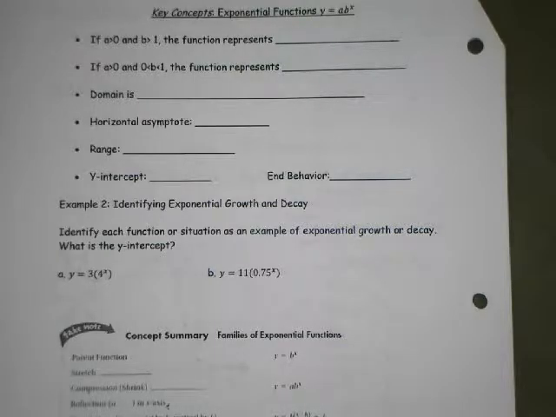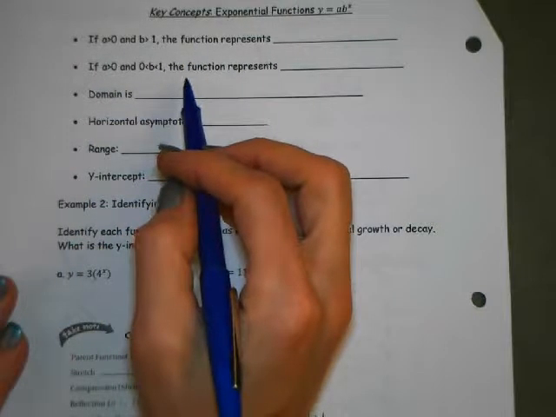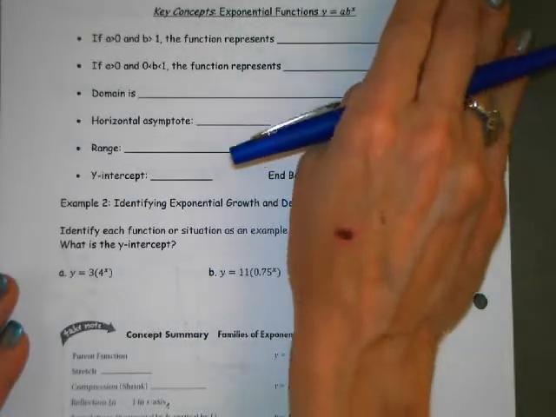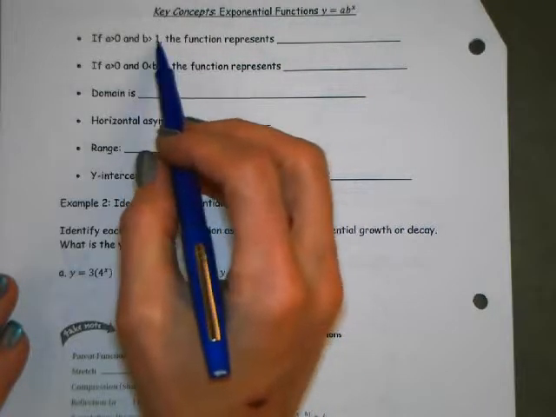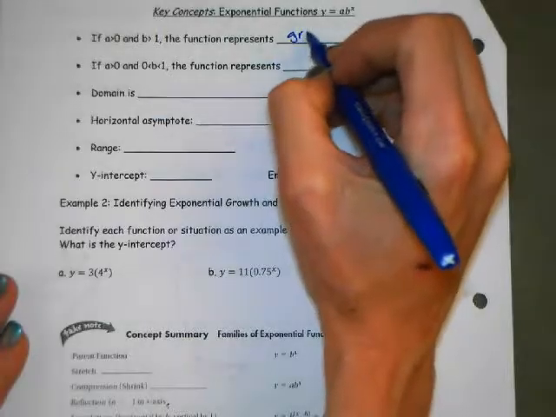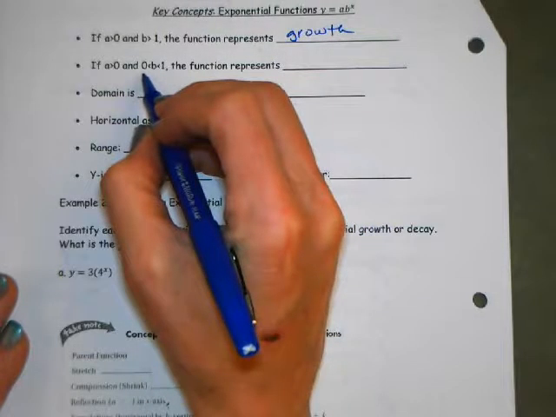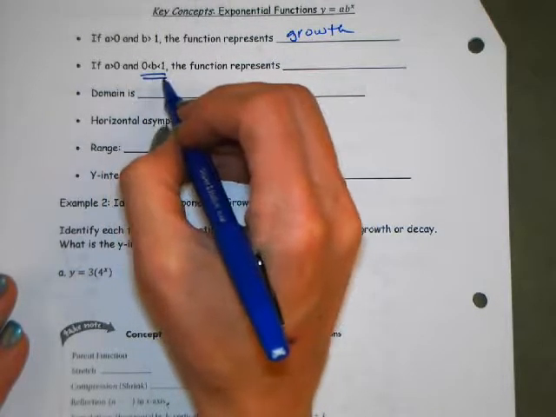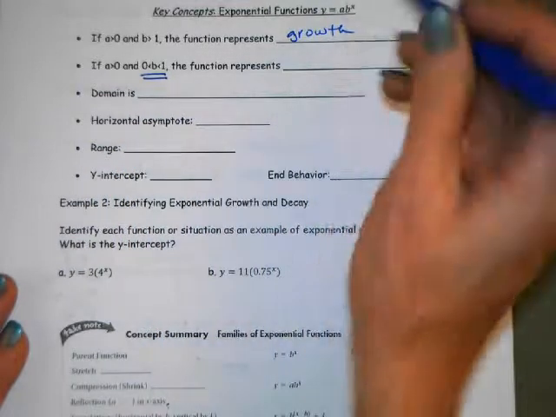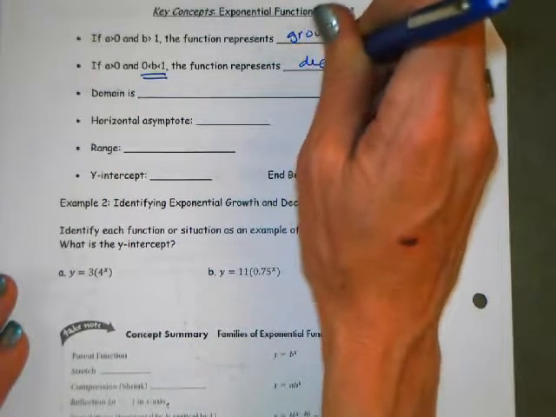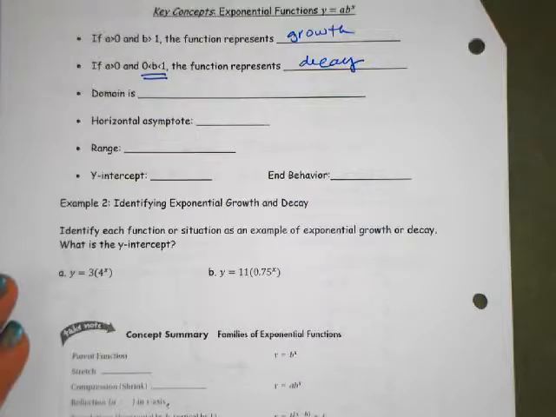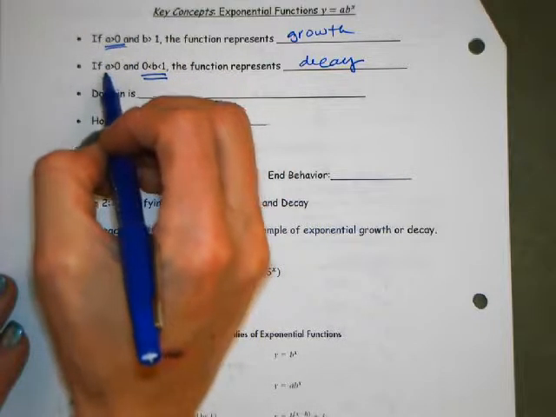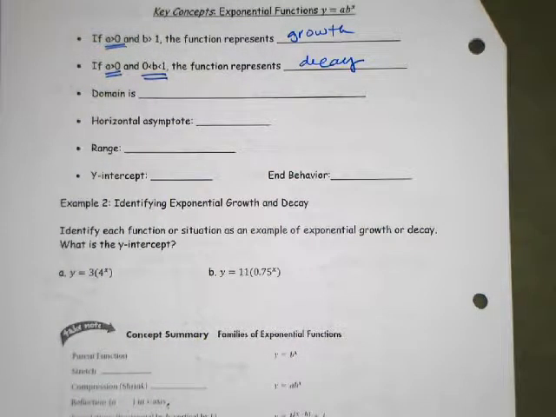Okay, so we just talked about growth and decay, and this reiterates it on these two lines here. So if, again, it's greater than 1, it's going to be growth. If it's between 0 and 1, not just less than 1, but between 0 and 1, it's going to be decay. Okay, and note a is positive in both these situations. We'll look at when it's opposite.